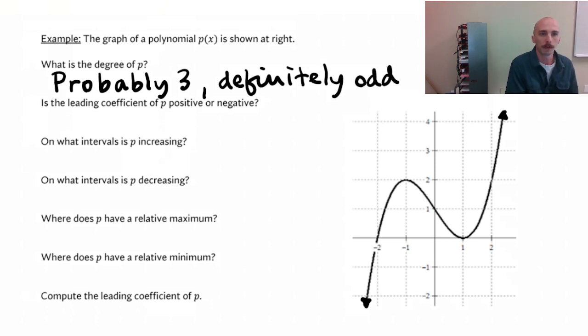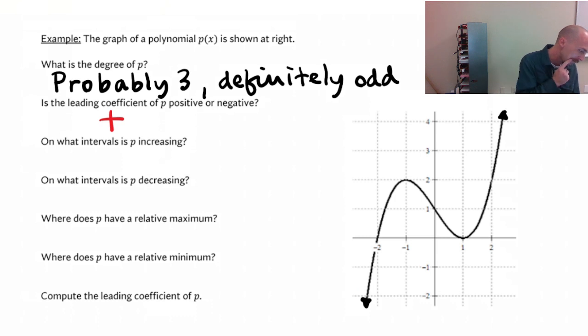Is the leading coefficient of p positive or negative? I'm going to say it's positive because of the end behavior. As x goes to infinity, y is going to positive infinity as well. And as x goes to negative infinity, y is also going down to negative infinity. So that's the hallmark of an odd degree polynomial with a positive leading coefficient.